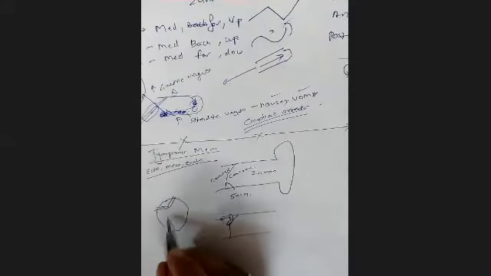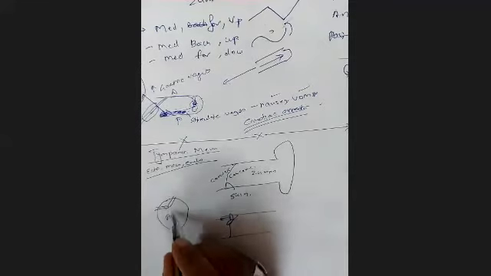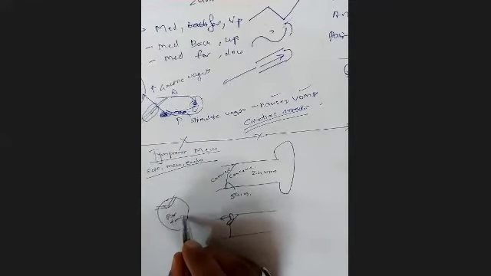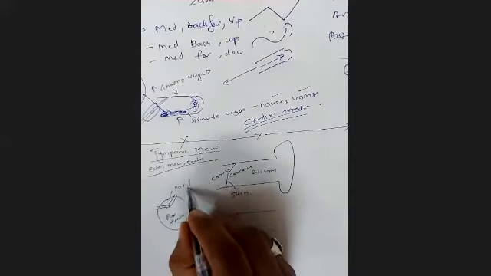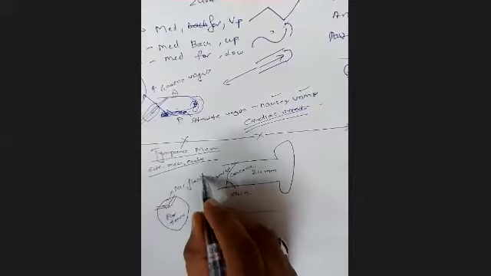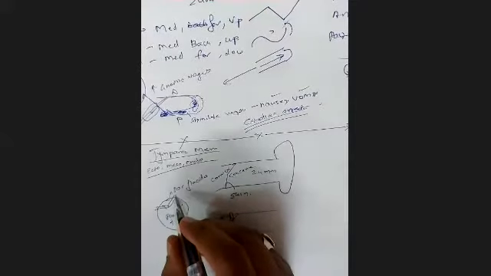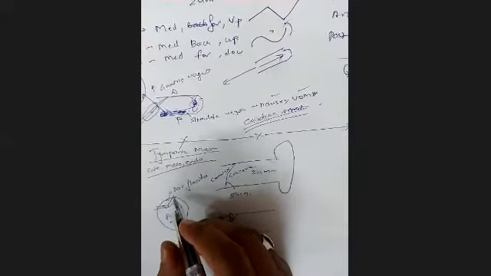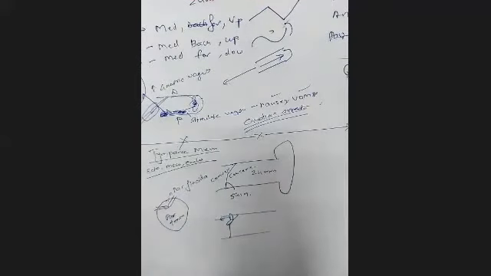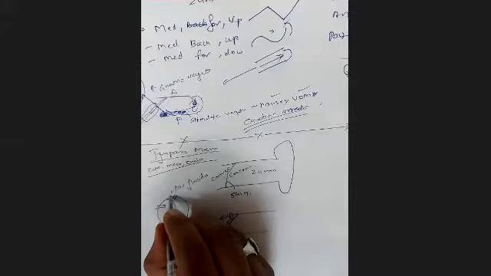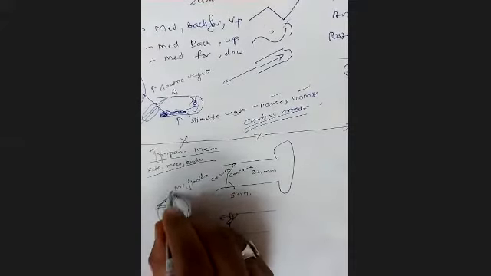Because of this, the tympanic membrane has a part called the pars tensa, which is the majority part, and this part is called the pars flaccida. The importance of the pars flaccida is that the chorda tympani nerve will pass through it.